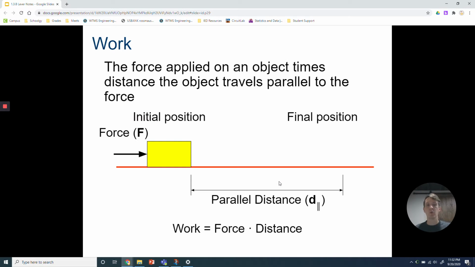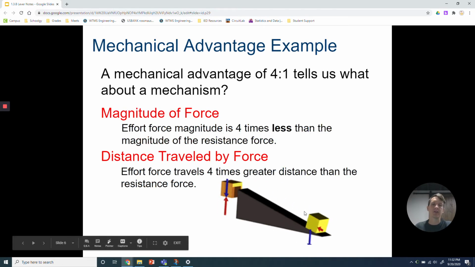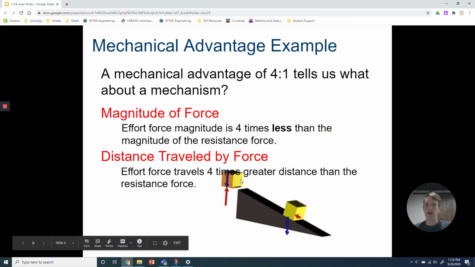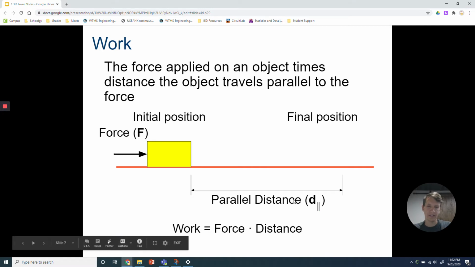So, and that all comes down to work. And we're not going to spend a bunch of time talking about this today, but work is force times distance. So it's a product, a combination of those two things. You can't change the amount of work. If we go back to this ramp, it's going to be the same amount of work. So 4 times less force, but 4 times greater distance is going to mean it's the same amount of work. If you're trying to get this box from down here to up here, it's going to be the same amount of work whether you slide it up that ramp or lift it straight up. Now, again, we're ignoring friction and some other real world stuff, but we're going to keep it simple to start with. And we're also going to not worry about why this is a parallel distance.